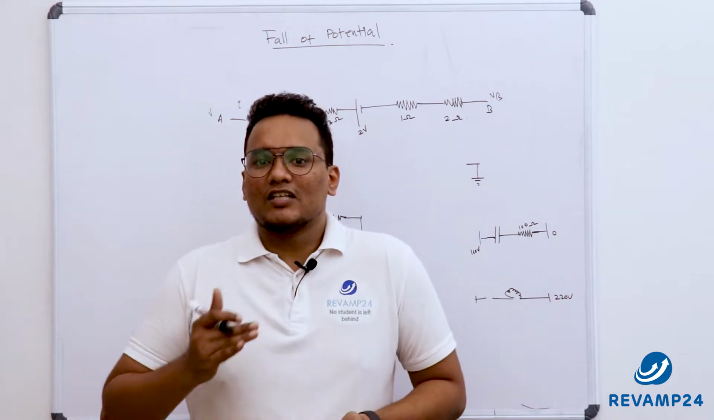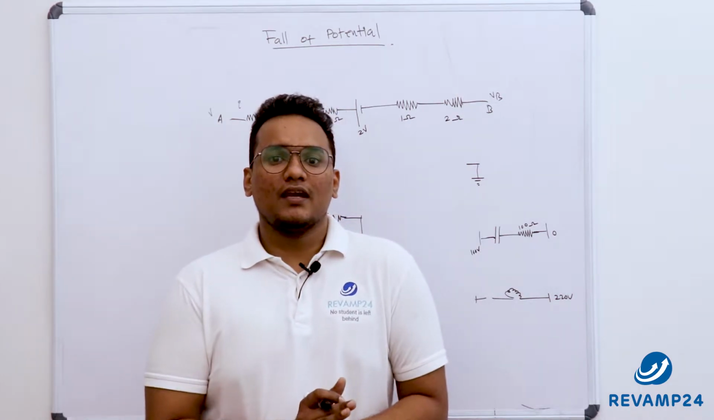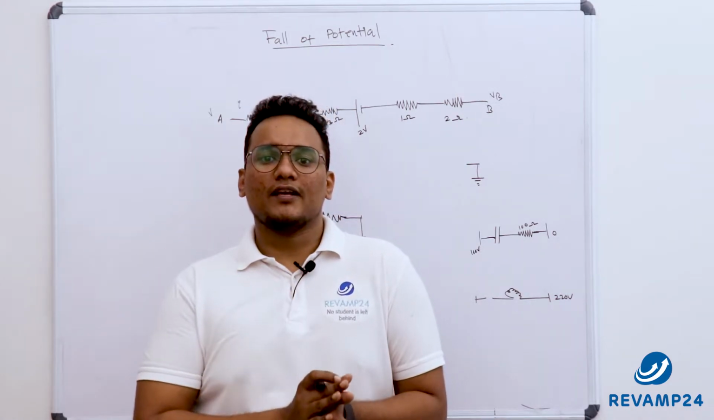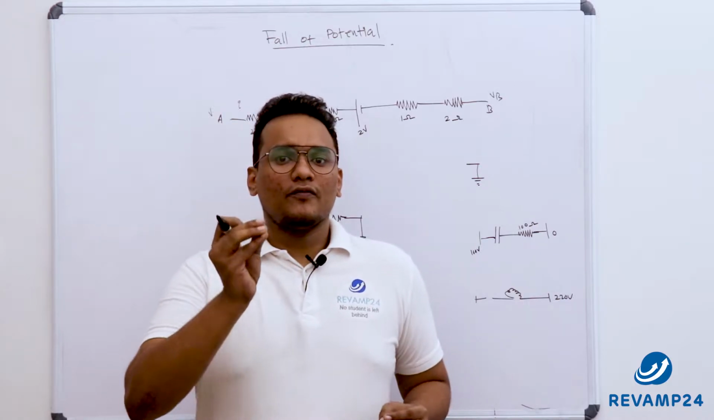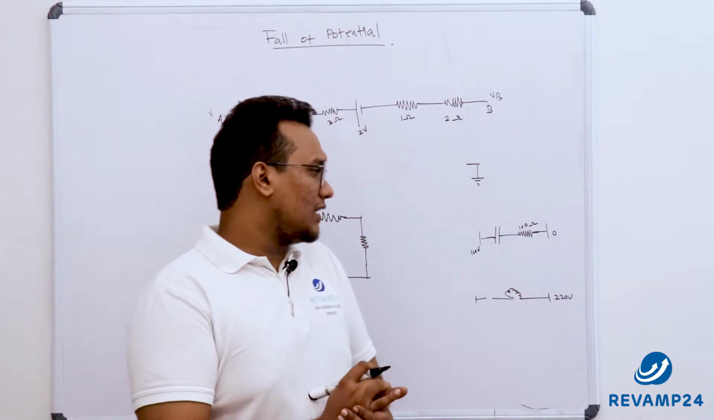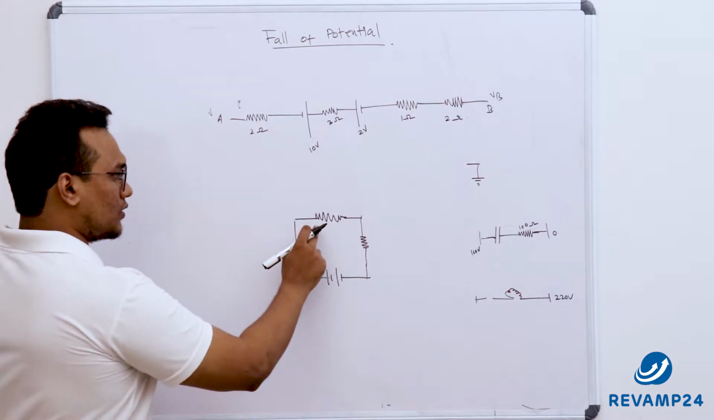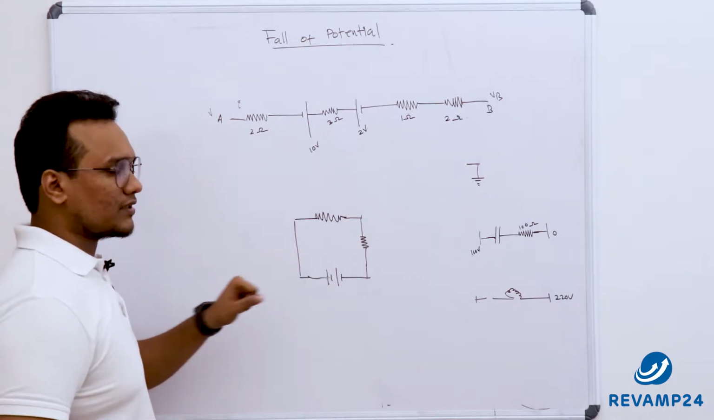In this video, I will explain how to find potential at different points in a circuit. This is very, very important for your board examination. Now, let's take a simple circuit having two resistors connected across a battery.